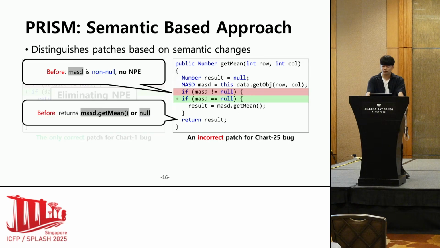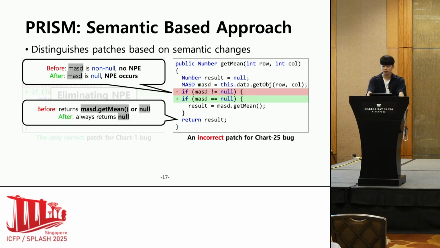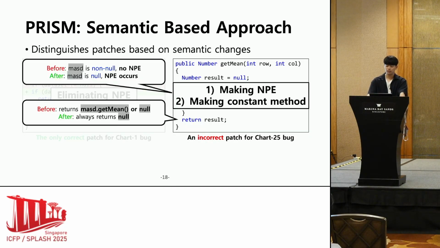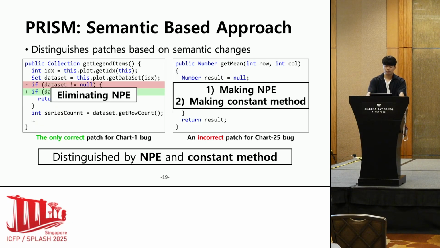Now look at the incorrect patch in a similar way. Before the patch, the MASD is non-null, so no NPE occurs. And the method returns either the mean value or the null value. However, after the patch, the MASD becomes null, so an NPE can occur. And the method always returns the null value, which means that it becomes a constant method. As a result, Prism summarizes this patch as creating an NPE and making a constant method. Then based on this summarization, Prism distinguishes the patches by the presence of an NPE and a constant method.